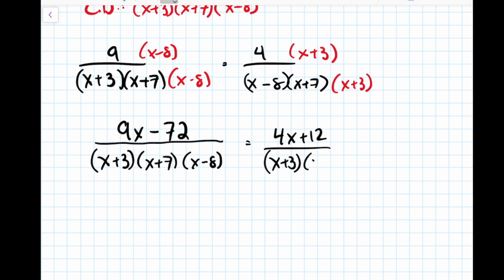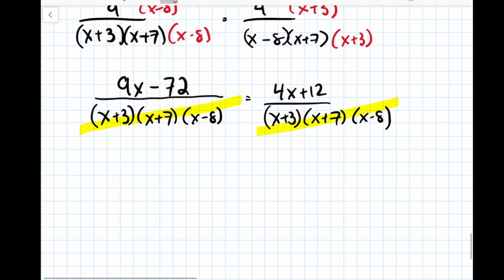So we can be a little bit lazy here. And instead of showing that we're going to multiply both sides by the common denominator, I'll trust you to just cancel them out. Since we've got the exact same denominator on both sides, at this point we can just cancel out both of those denominators directly. And so we're left with 9x minus 72 equals 4x plus 12. This is not quadratic, it is linear.